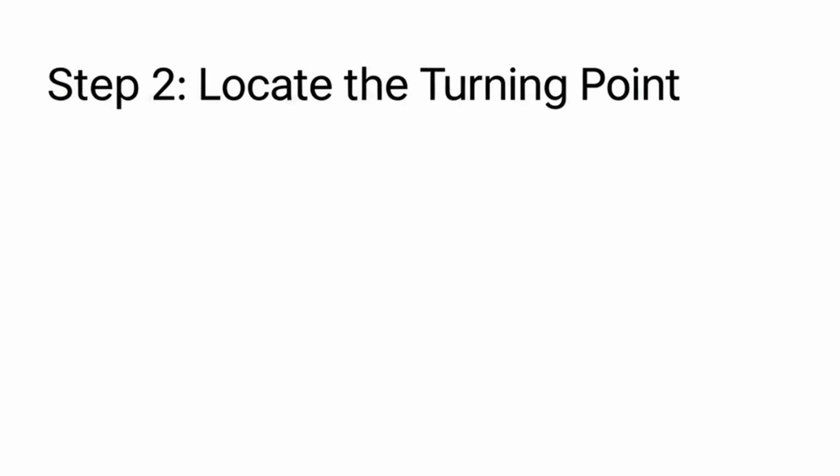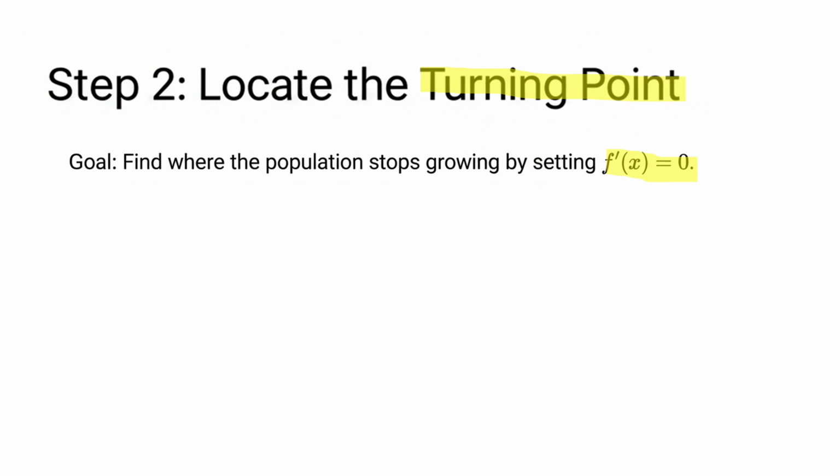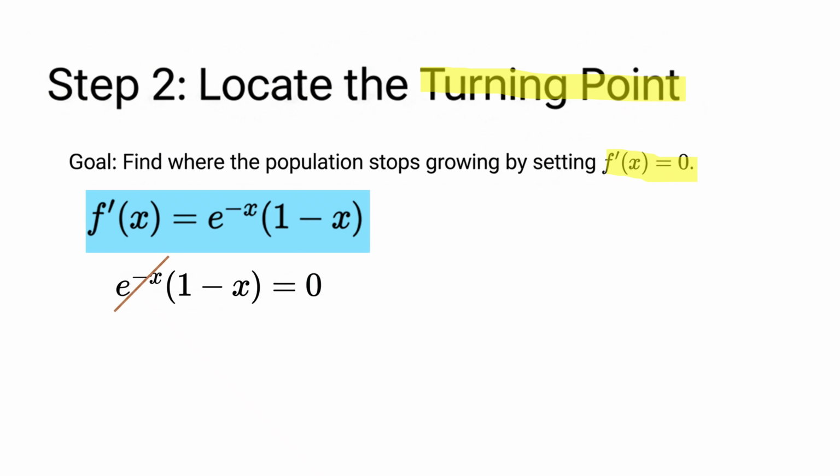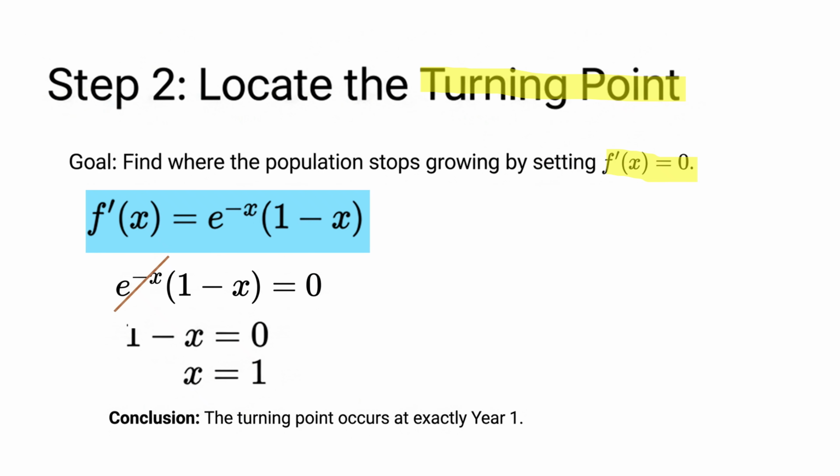Great job. Now for step 2, we want to find the exact moment the population stops growing, our stationary point. We do this by setting our newly found derivative to 0. So negative exponential times (1 minus x) equals 0. Now here is a cool math fact. Exponential to the power of anything can never equal 0. So we can just cross that part right out. That leaves us with the very simple equation: 1 minus x equals 0, which means x equals 1. Our turning point occurs at exactly year 1.